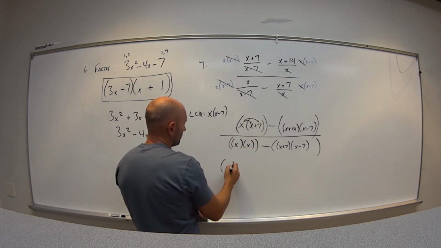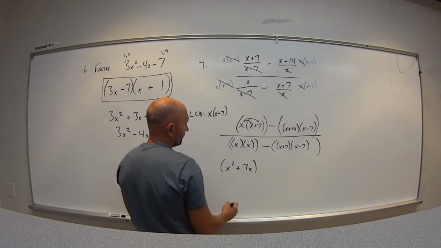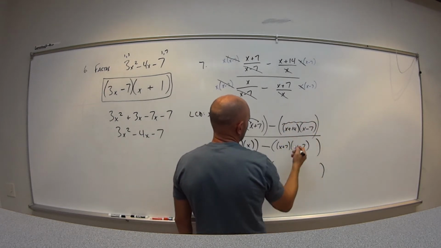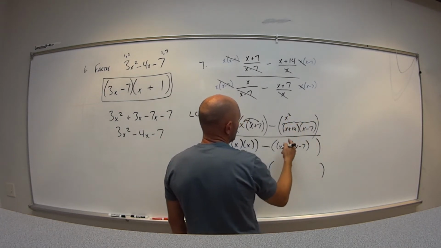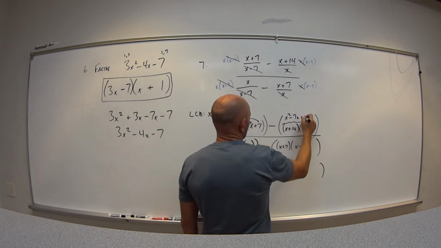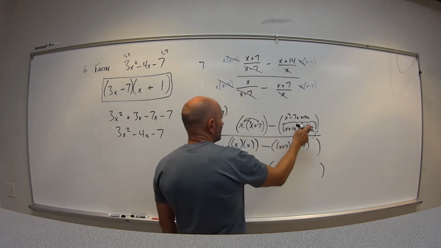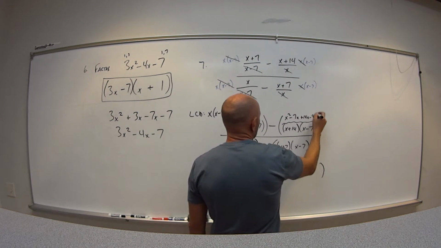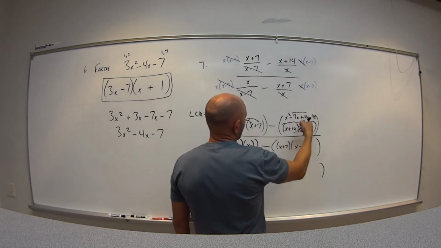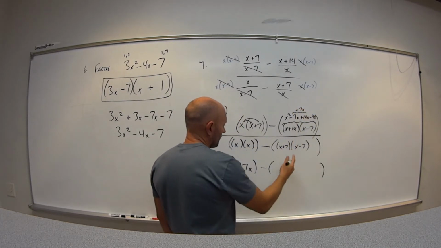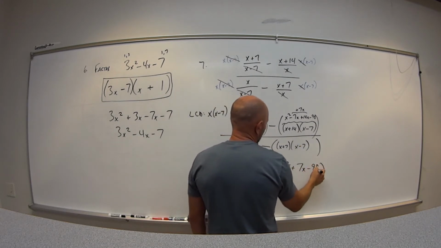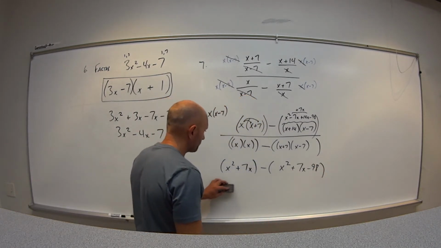So the first one I get x squared plus 7x. And from that, I'm subtracting, I have to FOIL this thing. So I get x times x is x squared, x times negative 7 minus 7x, 14 times x, so plus 14x, and 14 times negative 7 is minus 98. So negative 7x plus 14x is just plus 7x. So what goes in here is x squared plus 7x minus 98. That's what I have in the numerator.